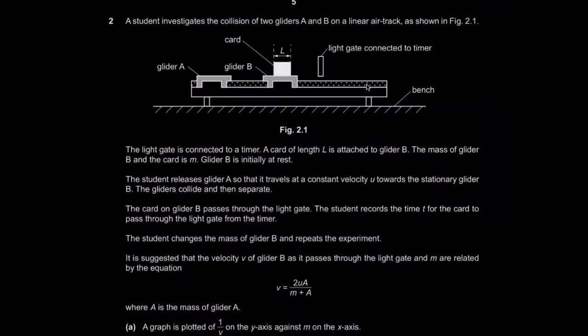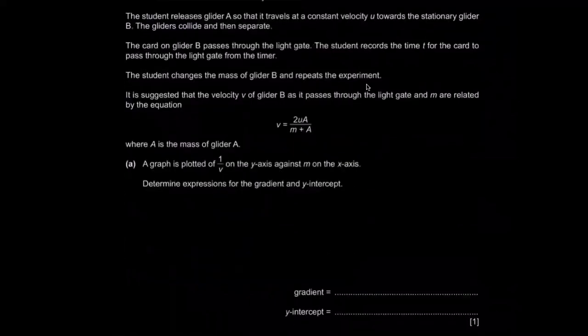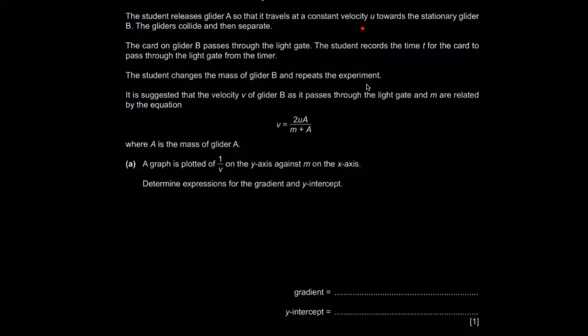So a student investigates the collision of two gliders A and B on a linear air track. So let's just skip through this and then we'll come back to this whenever we feel the need to. So let's start from here. It is suggested that the velocity V of the glider B as it passes through the light gate and M are related by this equation, where A is the mass of the glider A, right? So this V is the velocity of glider B and M is the mass of A, right? And this U is some constant velocity of the glider A, right?